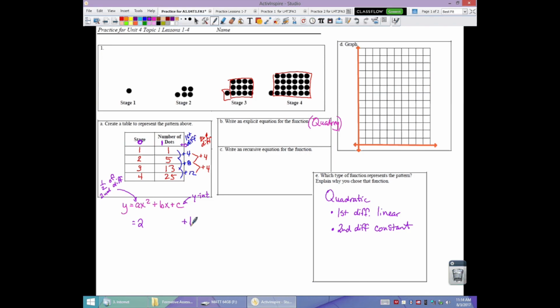Now, that looks like a lot more is missing than only the b, and that's because we can substitute in x's and y's. You can use any of the points that you have, right, in your table. And 1, 1 is probably the easiest one, but I'm going to go ahead and use 2, 5 just because I think it'll be more obvious why I put each number where I did.